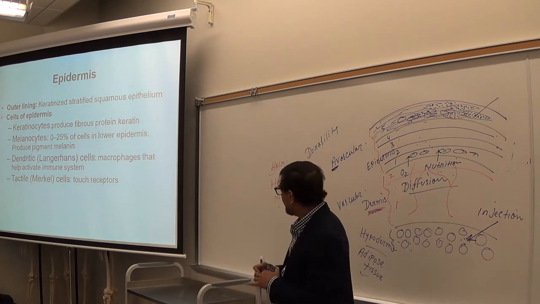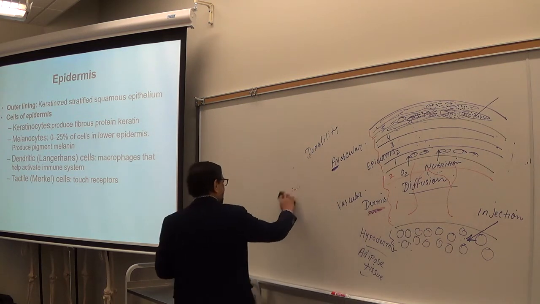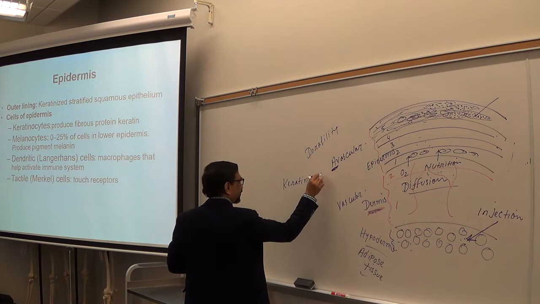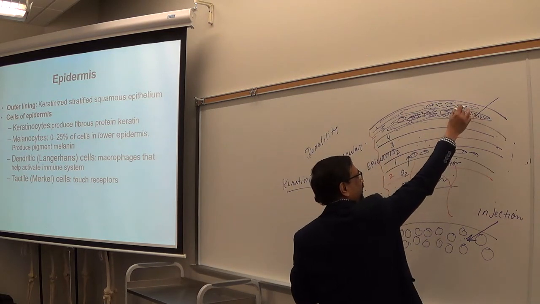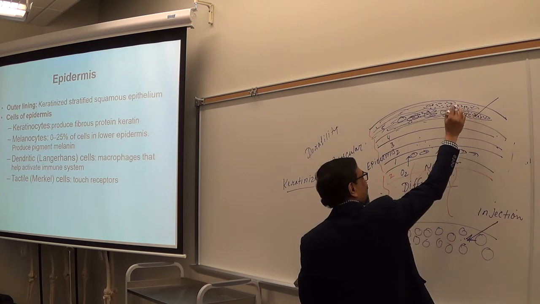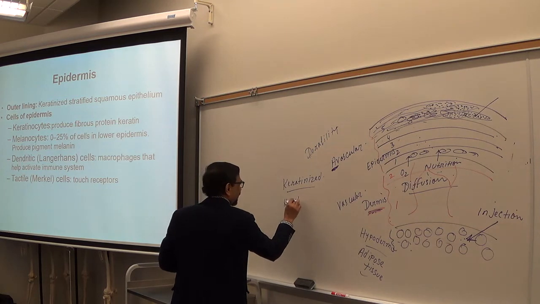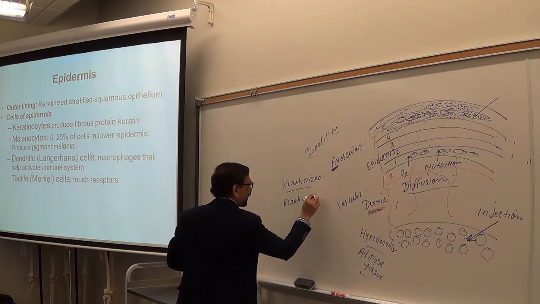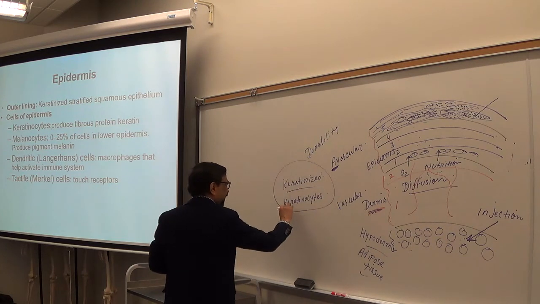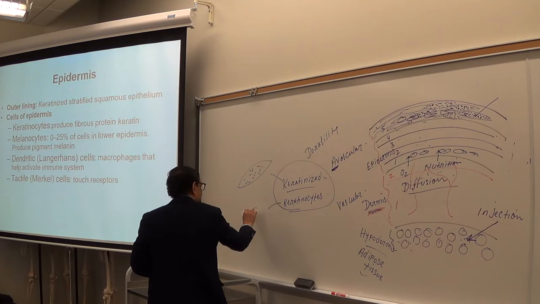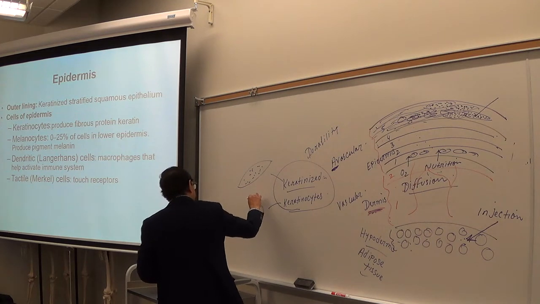Now here you see two types of cells. Those are related to keratin. One is called keratinized cells. These are the keratinized cells filled with keratin. These are squamous cells. Another is keratinocytes. Both are present in the skin. Keratinized are the squamous cells that are filled with keratin. Keratinocytes are the cells that secrete keratin.